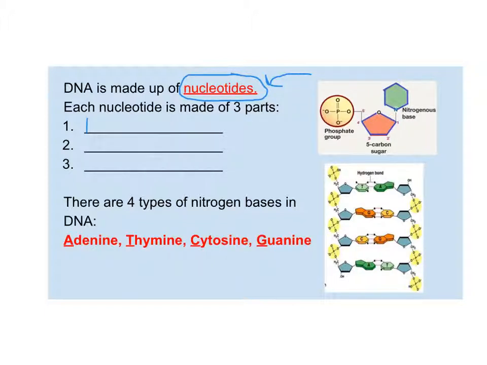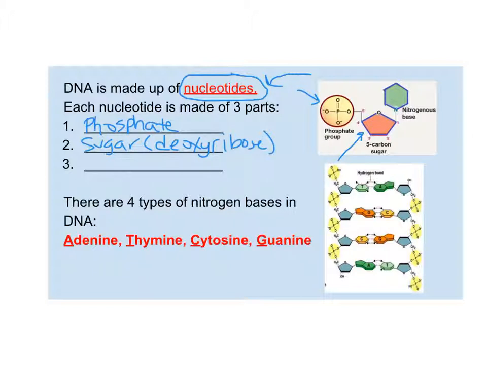The first is a phosphate group. Phosphate. And you can see that right over there. There's the phosphate, PO4, a phosphorus atom bonded with 4 oxygen atoms. The next part of the nucleotide is a 5-carbon sugar. It's a sugar, and for DNA, it's the exact sugar called deoxyribose. So the sugar in DNA is deoxyribose, and there it is. There's the 5-carbon sugar bonded to the phosphate group.